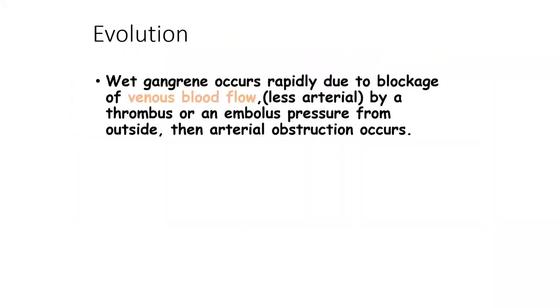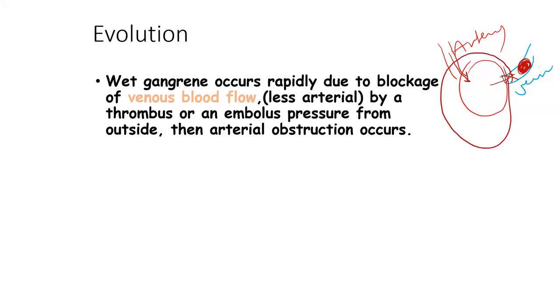Wet gangrene occurs rapidly due to blockage of venous blood flow. So it starts by blockage of venous blood flow. If we have an artery going inside an organ, and a vein coming outside the organ, what do we have? We have blockage of the vein by a thrombus or something like that. If the vein is blocked, the blood goes from the artery into the organ and should go to the vein, but this will stop, and so the blood will accumulate in the organ, and the organ becomes swollen.